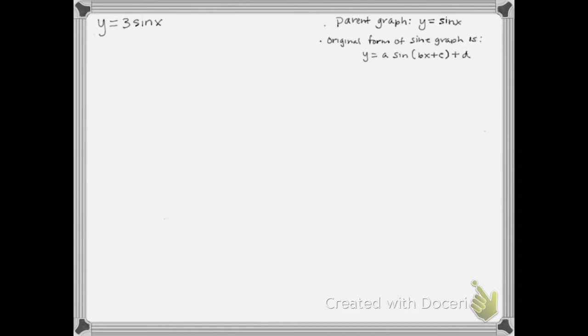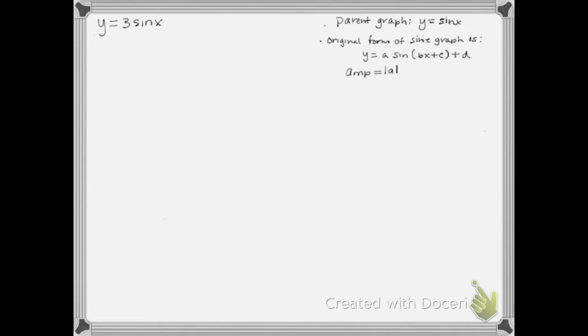So the letter A, or the value for A, is always in front of the sine or the trig function. So that means that this is going to be my amplitude, but I have to take the absolute value of that because the A could be negative. So the absolute value of A is the amplitude. Okay? And I just put amp for amplitude.